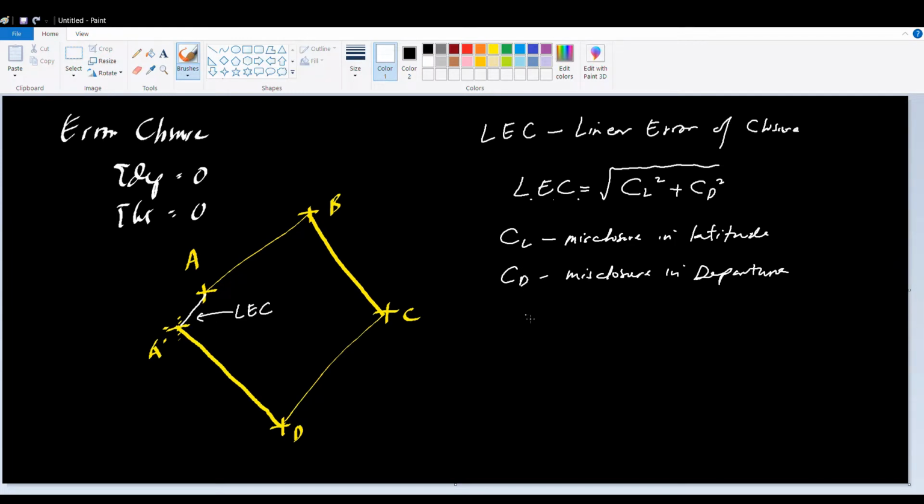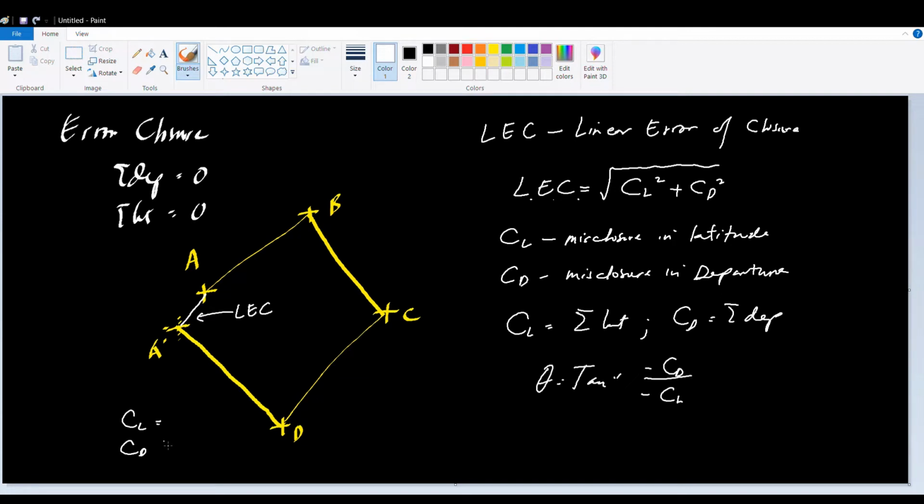Now you can think also of CL as the summation of all the latitudes and CD as the summation of all the departures. Now how do we determine the direction? The direction is simply the arctangent of the negative of CD over the negative of CL. Okay, so in this illustration, our CL and our CD are both negative.